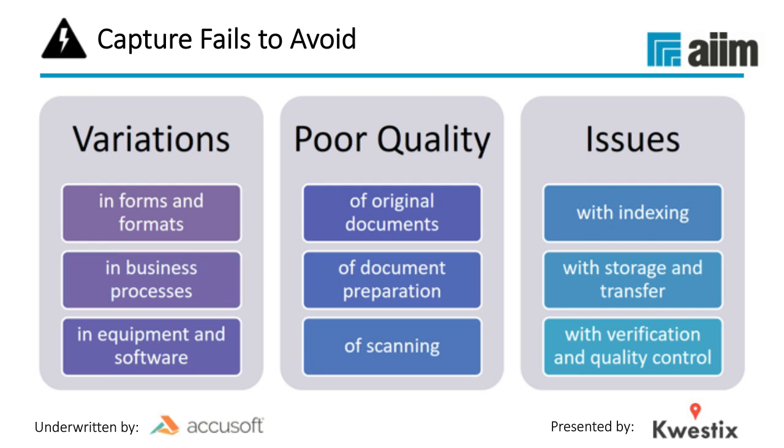So you basically have three different categories that I recognize as capture fail opportunities. One is variations, two is poor quality, and then issues. So variations in forms and formats, in business processes, and often it's equipment and software, especially if you've got different departments with their own scanning solutions. Poor quality can be like the original documents. If you're scanning paper, and if they're of poor quality and they can't really be captured well, if you can't read them as physical documents, good luck digitizing them and making them useful. So that's always an issue.